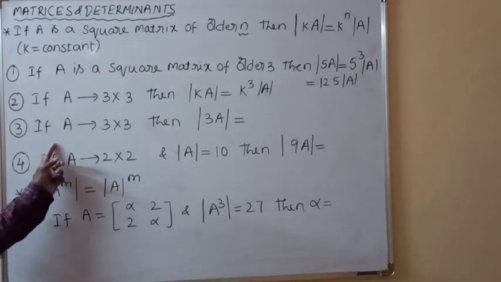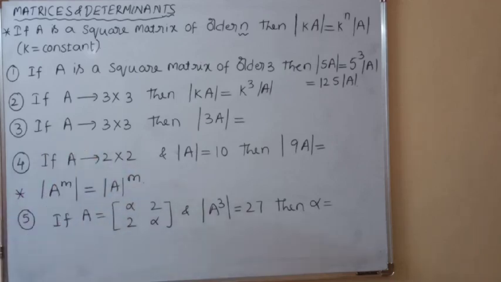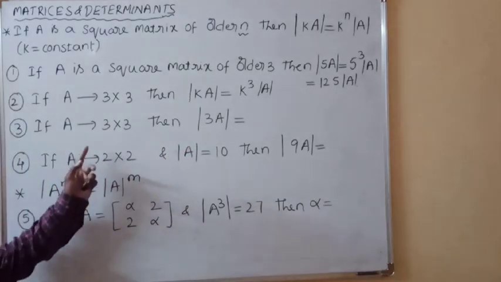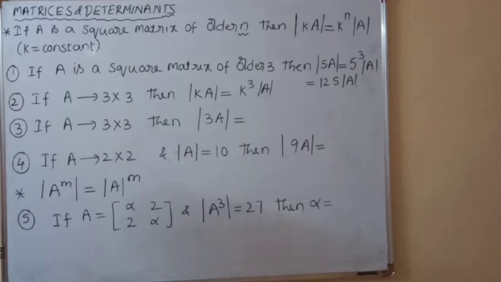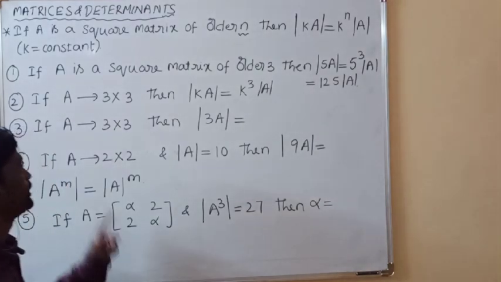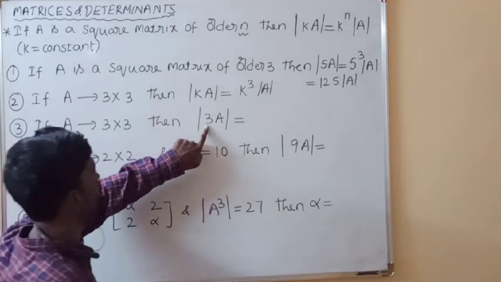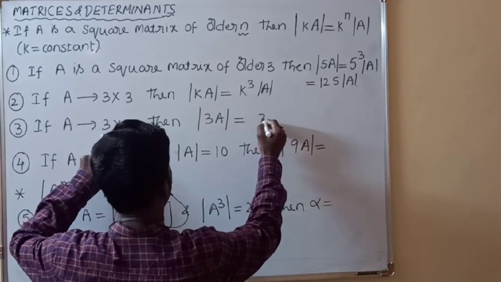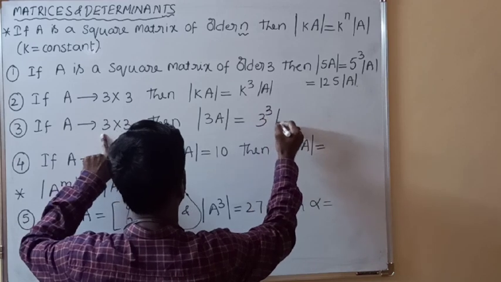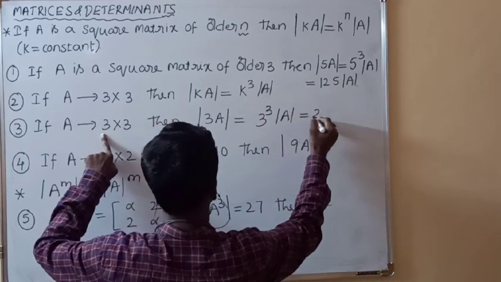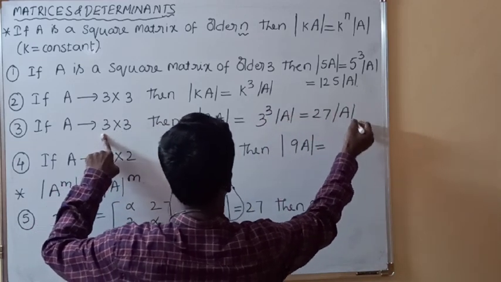Next, A is a 3 by 3 square matrix. Then what is det of 3A? Just a direct formula only. Here the k value is how much? 3. The n value is also 3. k power n means 3 power 3 into det A. So that is 27 into det A. Over.